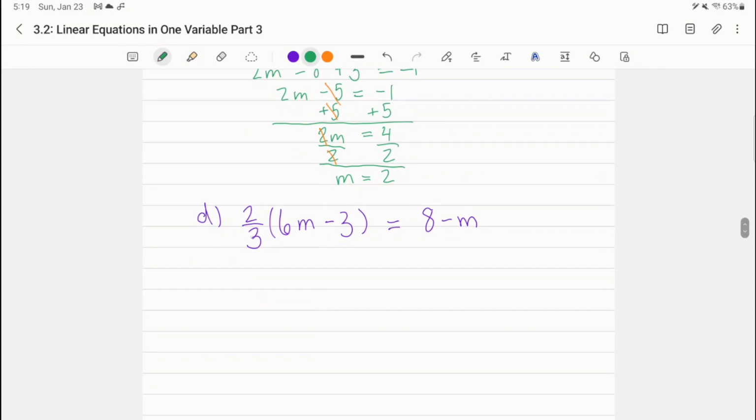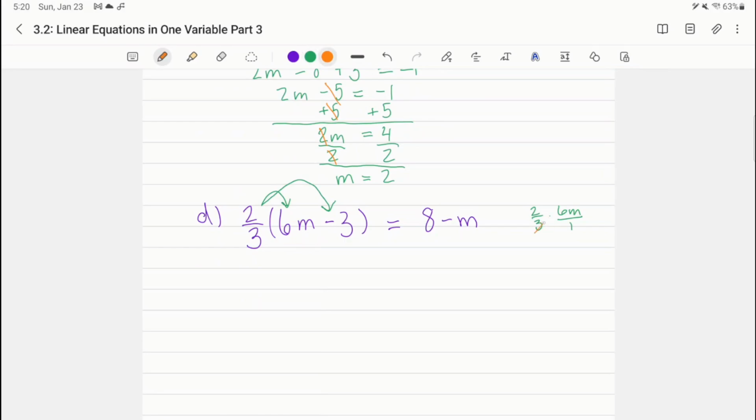Okay, so I have this 2/3 times the quantity 6m minus 3, equals 8 minus m. Here, even though the parentheses are by themselves, because this is a fraction, again, I'm not going to divide by 2/3 like I did in examples A and B. In A and B, they weren't fractions though. Here I am going to distribute. So we get 2/3 times 6m and 2/3 times negative 3. So 2/3 times 6m, I'm going to do a little scratch work off to the side. 2/3 times 6m over 1.